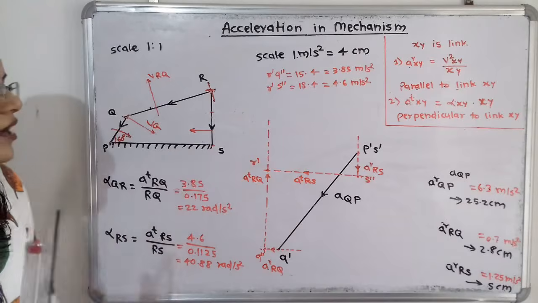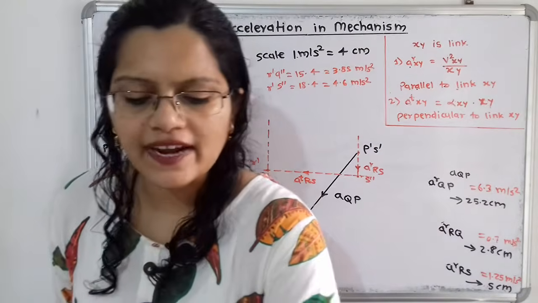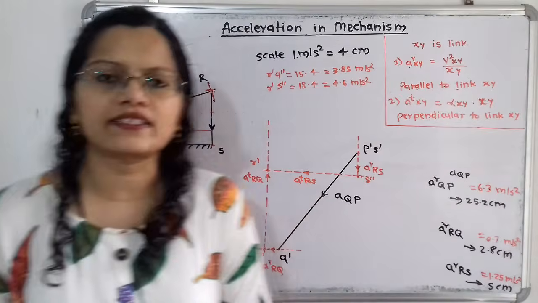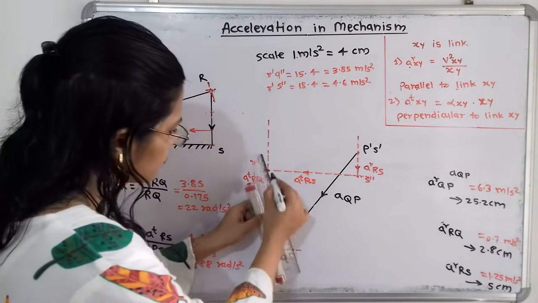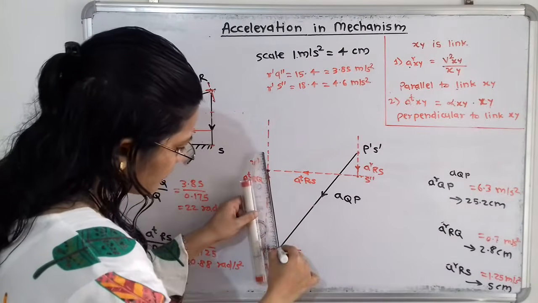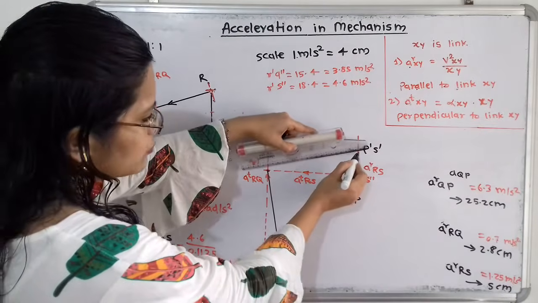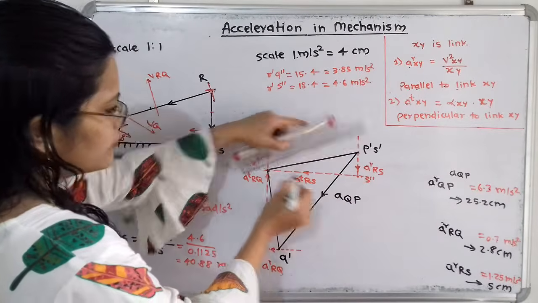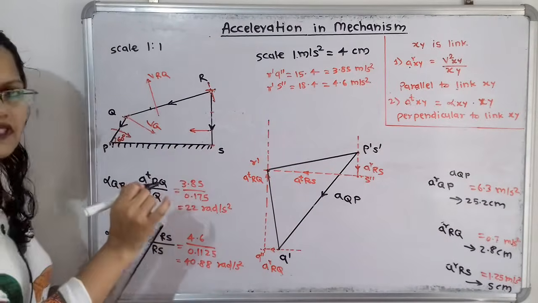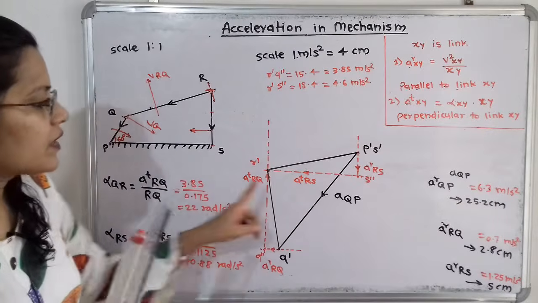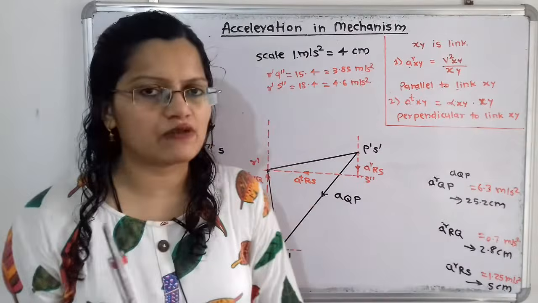Now how can we find the total acceleration? We have to join the endpoints of the radial acceleration and the tangential acceleration. So here are A dash and R dash, and I will join these. Here are also S dash and R dash, and I will join these. For this S dash R dash, the velocity is in the opposite direction. Now this is the acceleration diagram, and we will move on to the calculation.